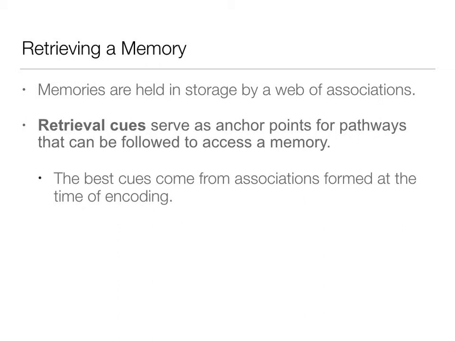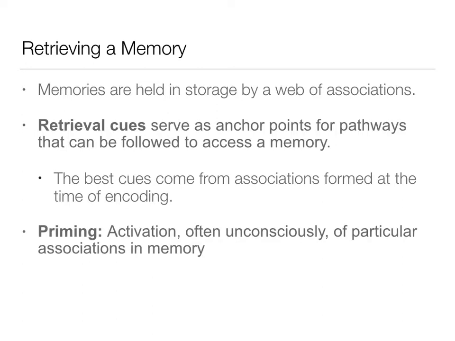And our retrieval cues are anchor points for pathways that can help us find a memory. So think about it as like a landmark, right? If you're trying to go someplace that you've been before, you may not know the names of the roads so much, but you know a landmark. And so a retrieval cue is kind of like a landmark for a pathway for a memory. In fact, a landmark is a retrieval cue. And so again, the best cues are coming from associations that are formed at the time of encoding. So if you notice something really interesting the first time you went someplace, you're likely to use that as a landmark the next time you go someplace. So again, a landmark is an example of this.